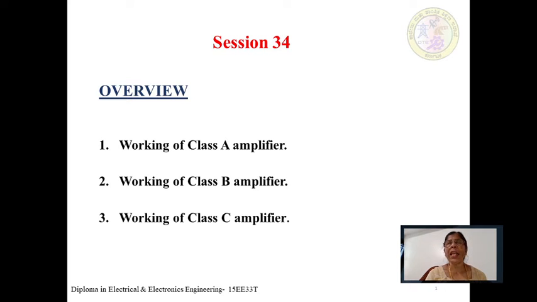Power handling capacity means these amplifiers have to handle larger power. To have the larger power carrying capacity, the construction of the power amplifier is different from voltage amplifiers. The voltage amplifier carries high voltage but less current, but the power amplifier carries more power, or high power.